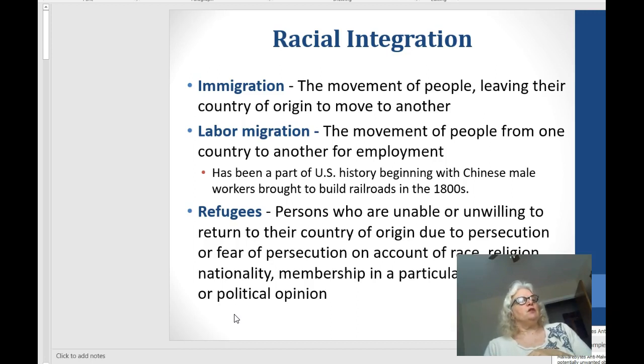And then we have refugees. Those are people who are unable or unwilling to return to their country due to persecution, fear of persecution.